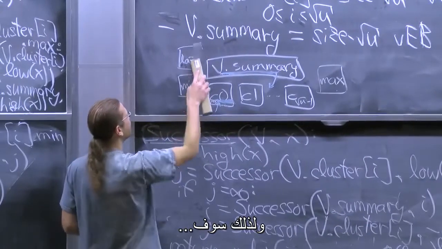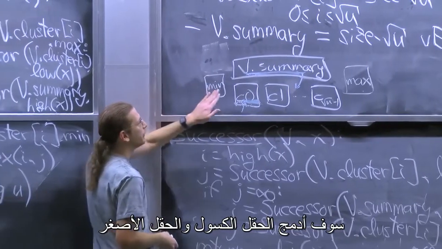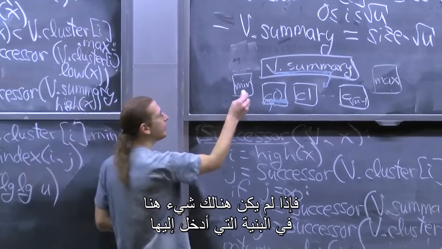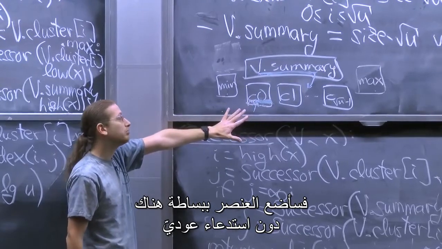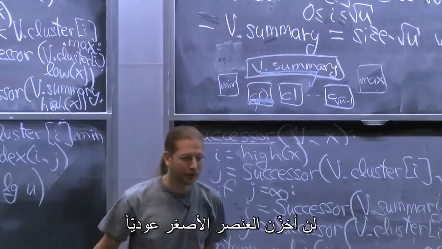So I'm going to unify that lazy field with the minimum field. Say, when I insert into a structure, if there's nothing here, I'm just going to put the item there and not recurse. I just am not going to store the minimum item recursively.